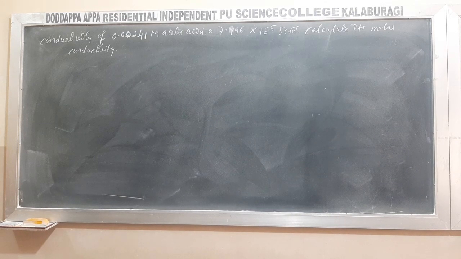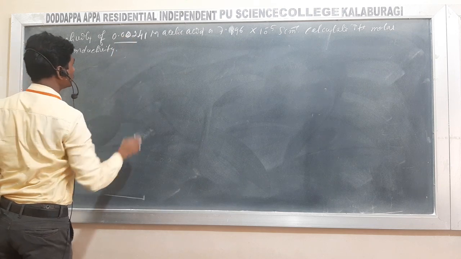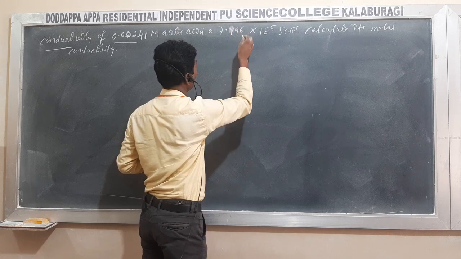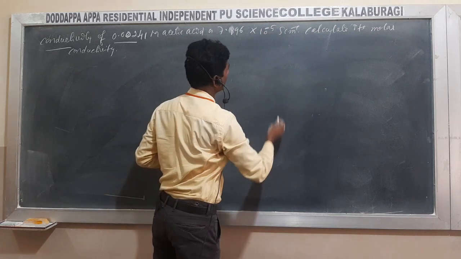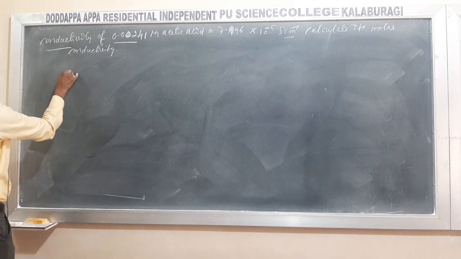Now, the conductivity of 0.00241 molar acetic acid is 7.896 into 10 to the power of minus 5 Siemens per centimeter. Calculate its molar conductivity. Simple example.